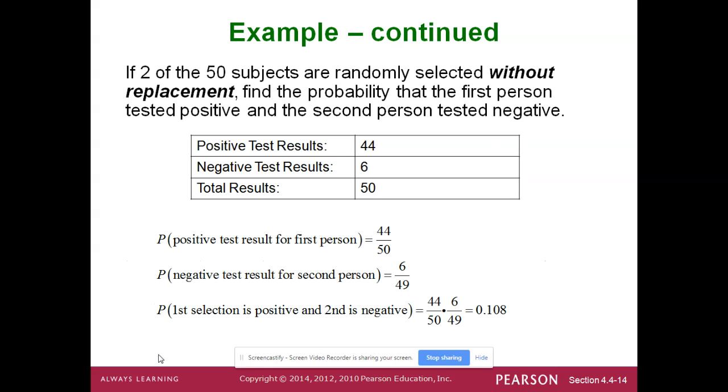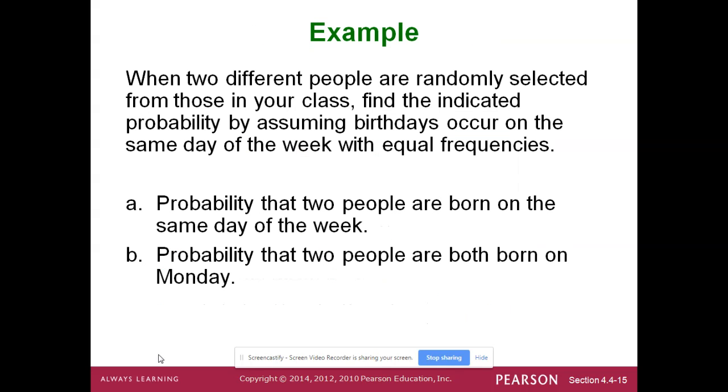All right, so here's the electronic version of that. You got 44 out of 50, 6 out of 49, multiply those together, and there's our decimal, 0.108. So 3 significant digits on the decimals. Questions about that? Was that a dependent or independent event? Dependent, because the second one was affected by the first.